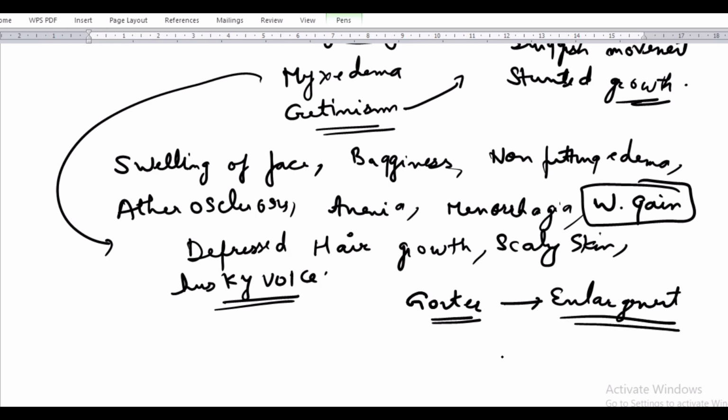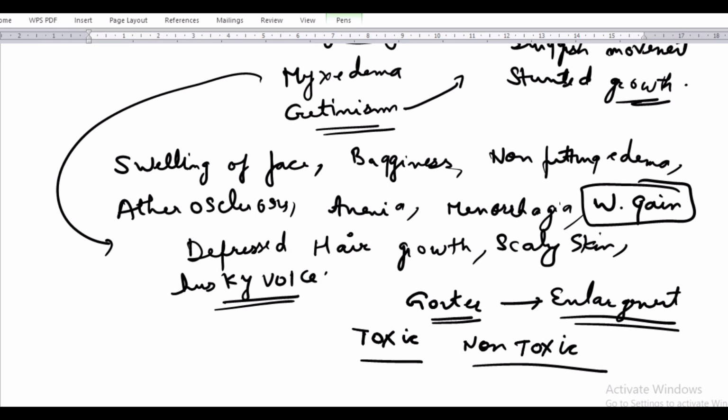Goiter. What is goiter? Goiter is enlargement of the thyroid gland. What are its types? It can be either toxic goiter that is associated with hyperthyroidism, or non-toxic goiter that is associated with hypothyroidism. We classify non-toxic goiter into endemic colloidal goiter or sporadic non-toxic goiter.